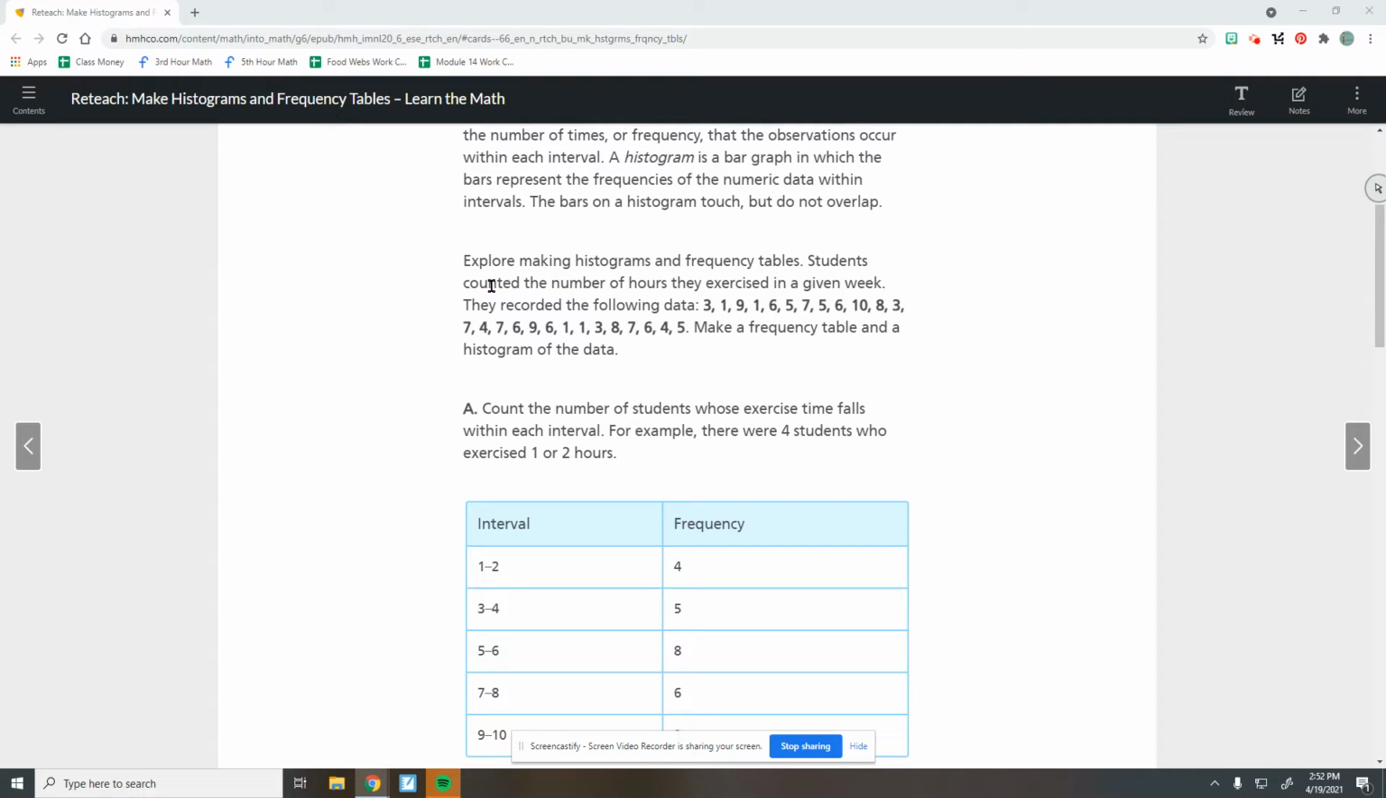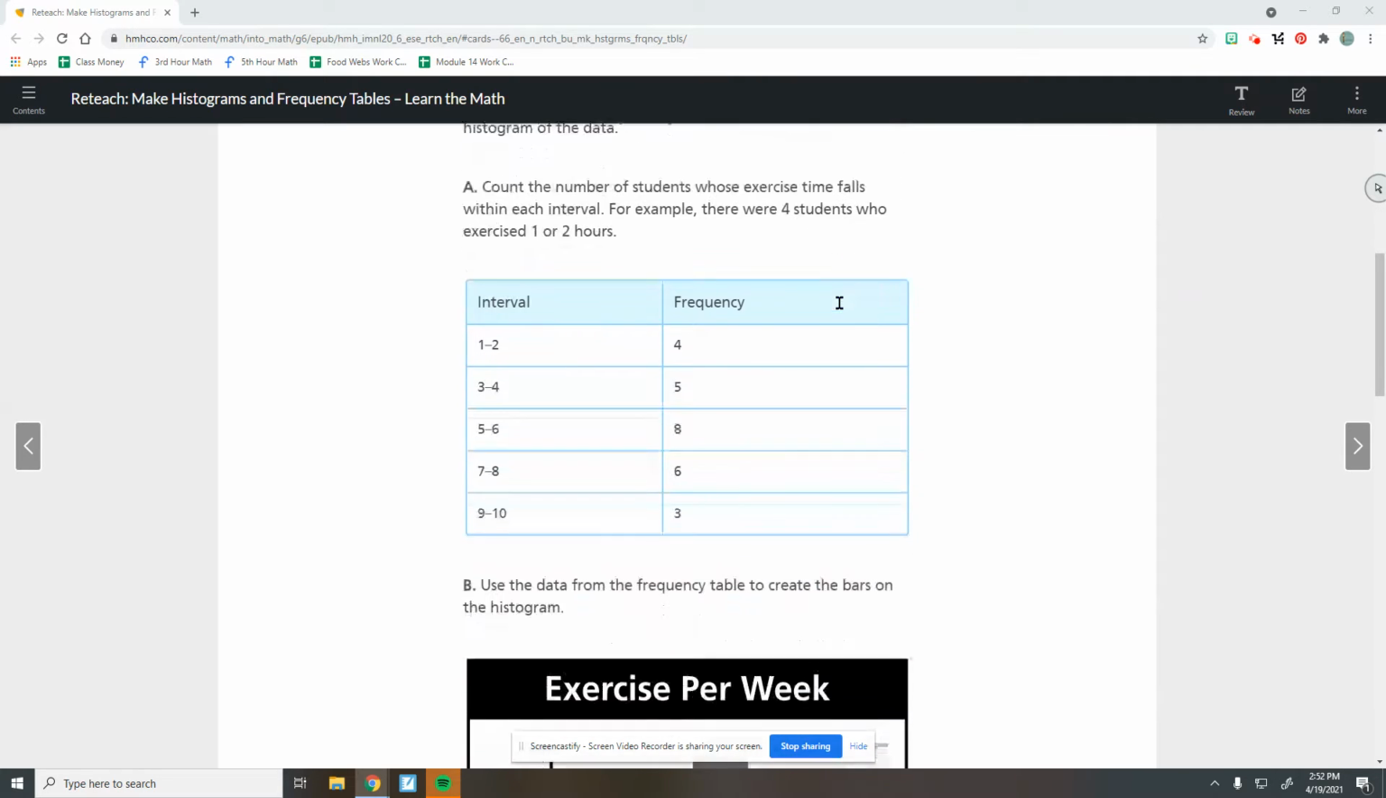The students counted the number of hours they exercised in a given week. Here are our numbers. I can see my data starts at a 1 and goes up to a 10. So 1, 2, 3, 4, 5, 6, 7, 8, 9, 10. We need to divide 10 up. They divided 10 into 5 groups of 2: 1 to 2, 3 to 4, 5 to 6, 7 to 8, 9 to 10. You always want to use a number that is a factor of your range. Between 1 and 10 is 10 numbers, and 10 divided by 5 is 5 groups of 2.